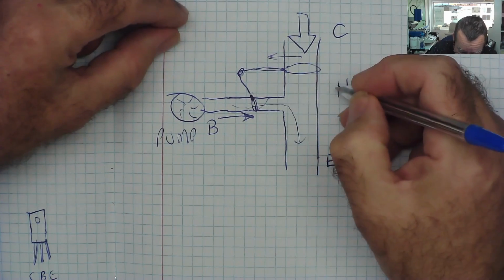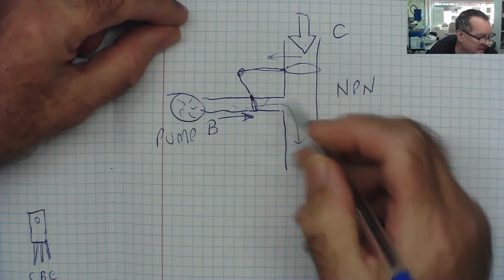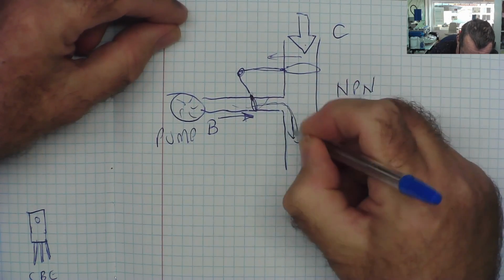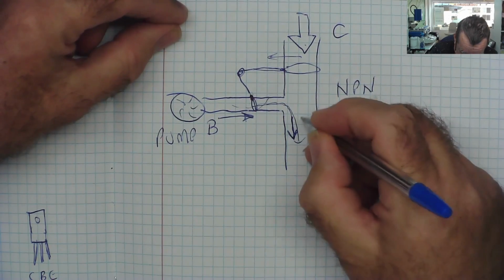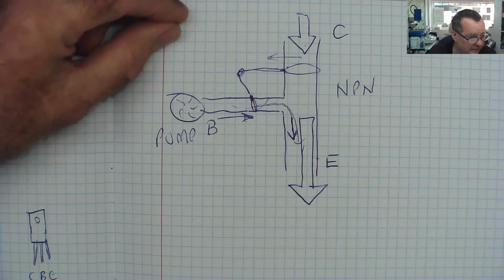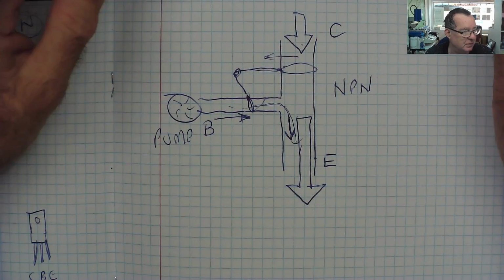Okay, and the current that's flowing through the emitter is actually the sum of that and that, because this water, the small amount, is also coming through here. So flowing through here, you have both the flow of water coming from the base and the flow of water coming from the collector. Okay, that is basically how an NPN transistor works.